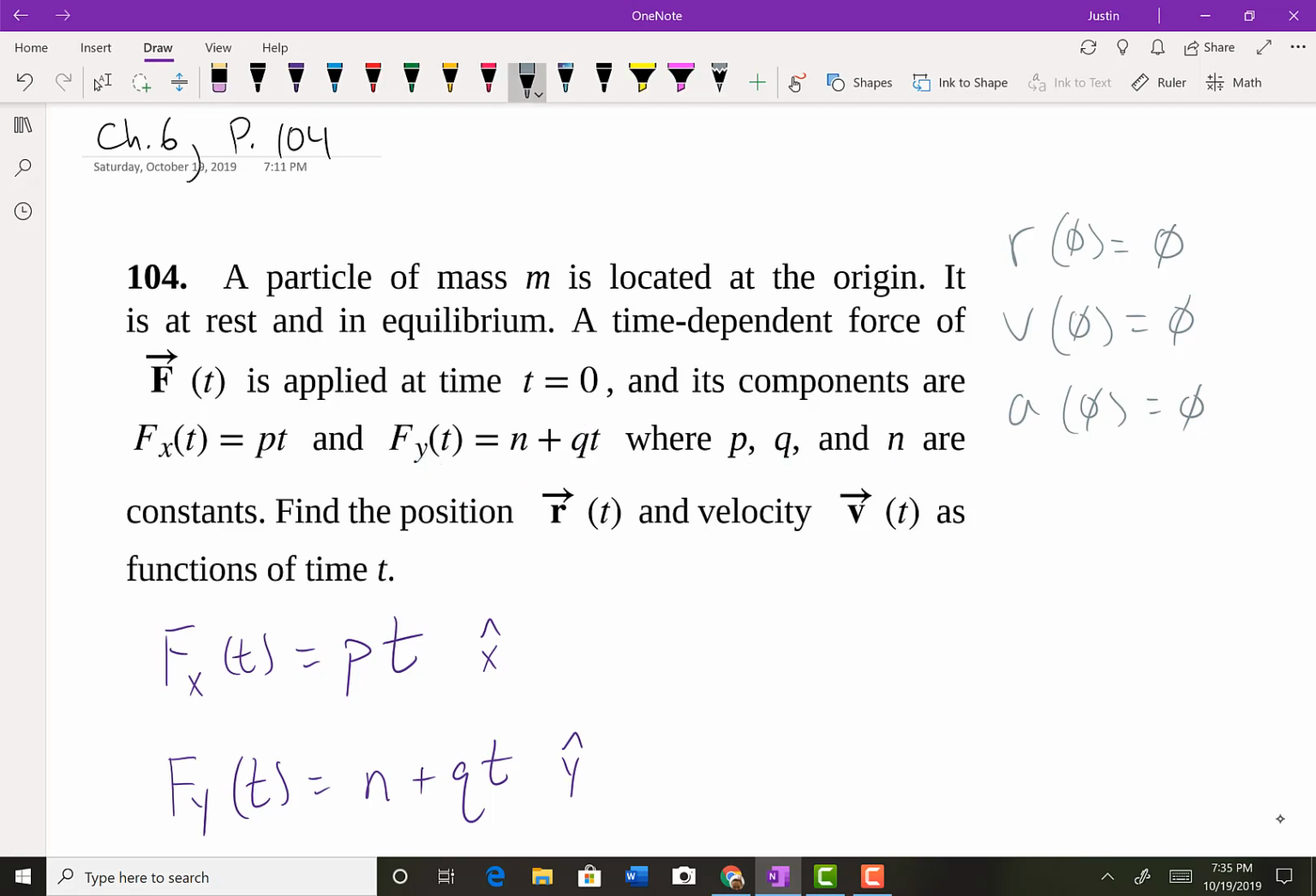It says find the position r of t and velocity v of t as functions of time t. So we're trying to find the position and velocity as functions of time. And the thing is that because this force is time dependent, I can't use my general or specialized kinematic equations that I could have used if the force was constant. I got to use calculus. I have no choice.